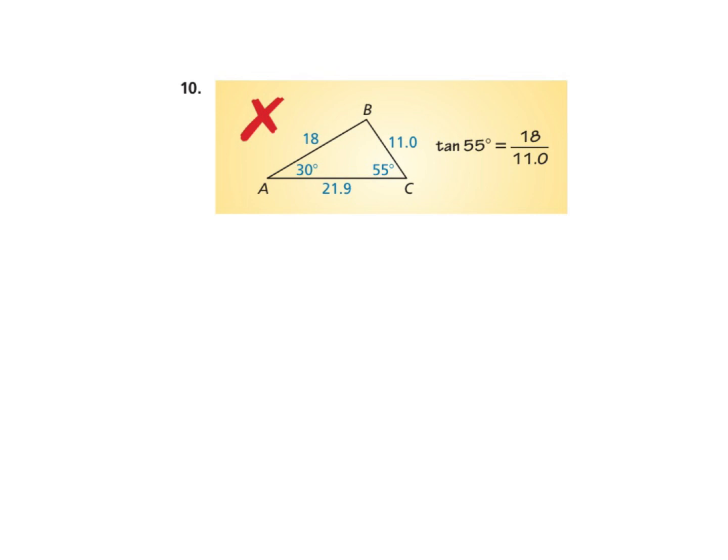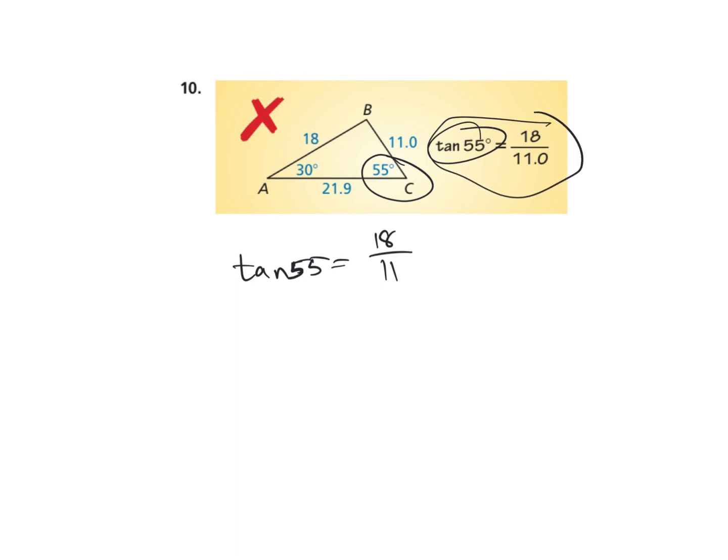So that's what they did wrong. All right. Again, they're using tangent of 55, so they're at angle C. So the tangent 55, let's go ahead and do the problem, is equal to the opposite leg, 18, over the adjacent leg, 11. Okay, so they have this correct, except, so there must be something wrong.